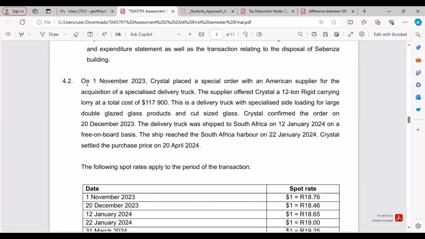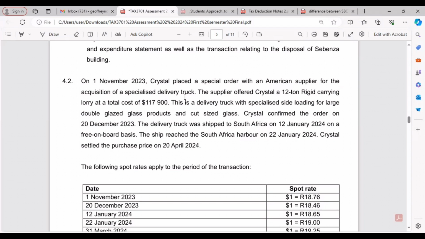It says on 1 November 2023, Crystal placed an order with the American supplier for an acquisition of a specialized delivery truck. So the order date we ignore. You're ordering, but we are not sure whether you're going to finalize. So don't worry about the order date. Are we together on that one? Yes, sir. So the order date we don't care about.